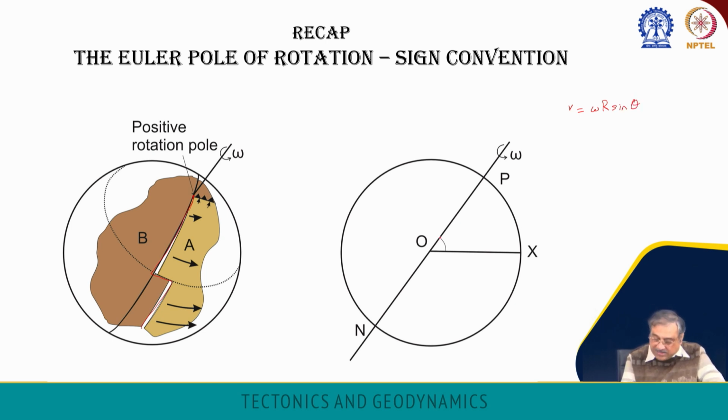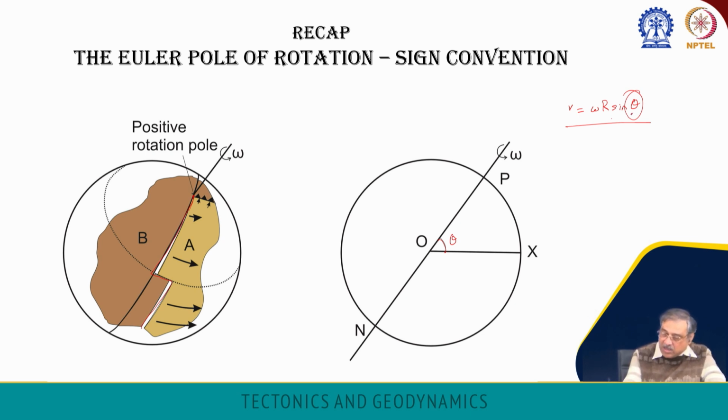Now, what is this theta? Theta is this angle, the angle that is subtended by that particular point at the center of the earth, with respect to the Euler axis of rotation. So this is the angular distance essentially. This theta represents the angular distance of the point that we are concerned with respect to the Euler axis of rotation, and this is the angle that is subtended at the center of the earth.